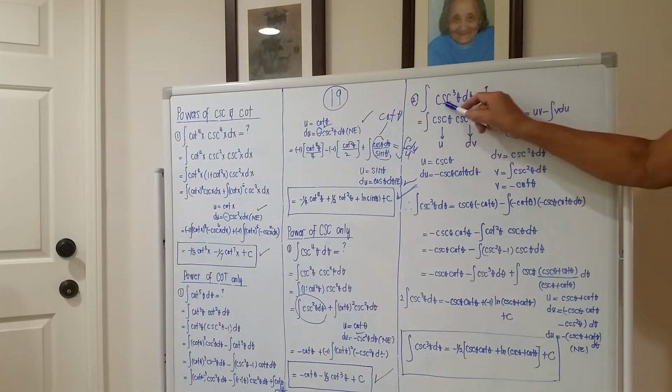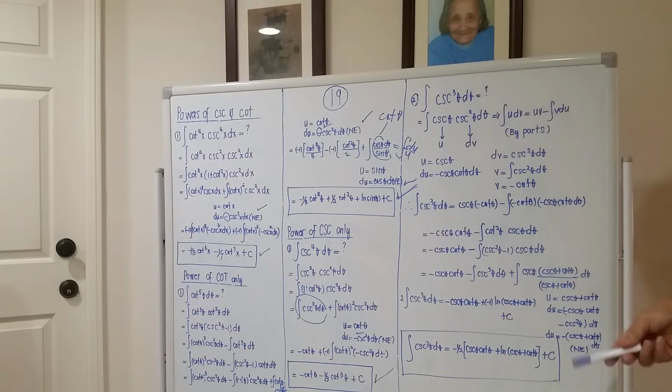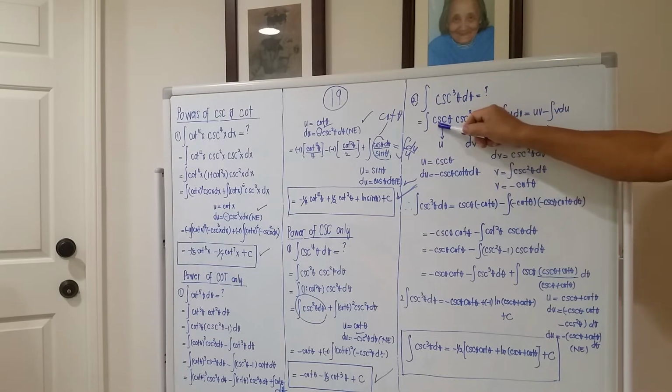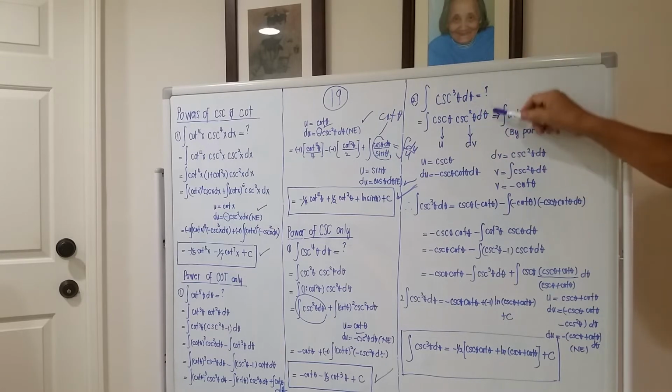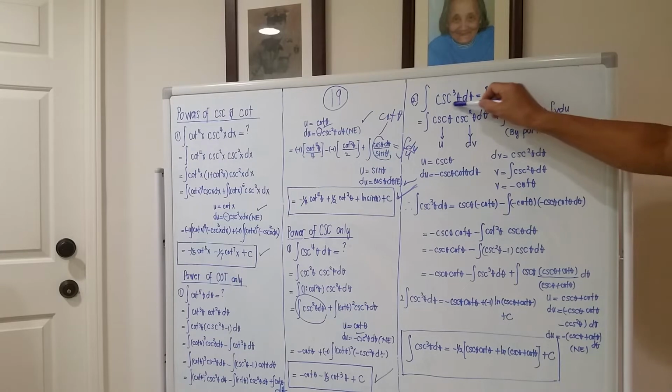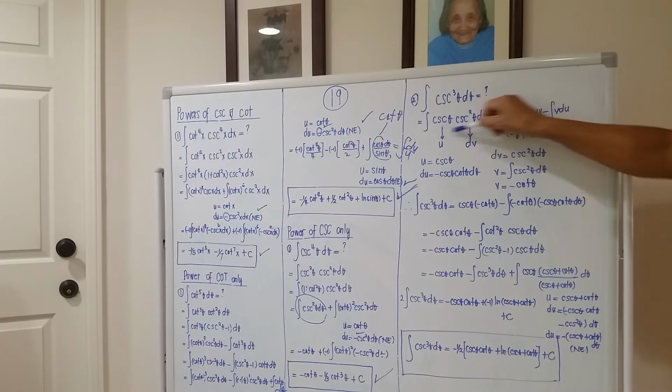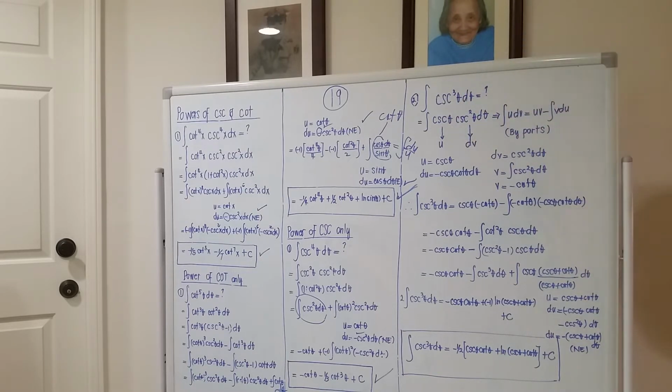The integral of cosecant cube theta differential theta can be written as the integral of cosecant theta to the first power, cosecant square of theta to the second power, differential theta. 1 plus 2 is 3. We just expand this, okay? We rewrite the given problem as cosecant theta and cosecant square of theta.